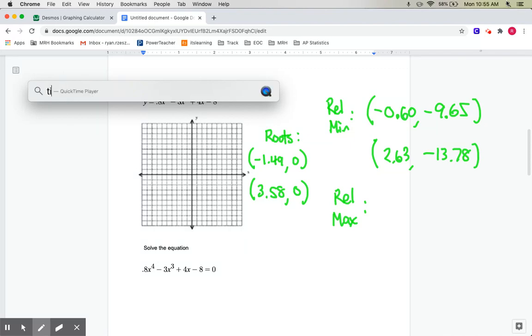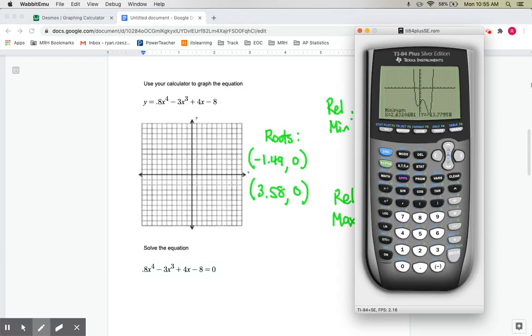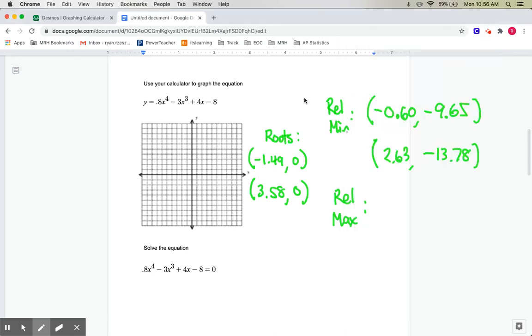So if I go and get the maximum, you go to that same menu. And then for my maximum, my left bound, I'm trying to get this point right here. So my left bound's like there, my right bound. And then it's going to tell me my maximum is 0.79, -6. So 0.79 comma negative 6.00. Once you have all of this information in place, you're ready to make your picture.